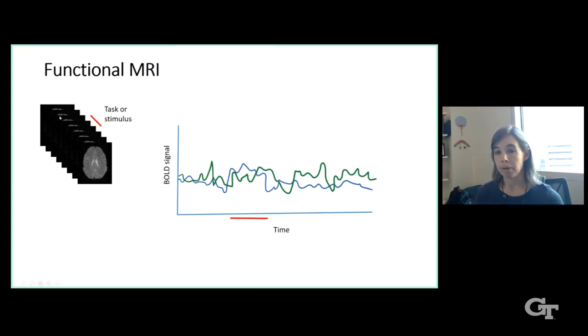If we're taking an image at, say, every second, and at some time during the scan we turn on, say, our forepaw stimulation for a rat, we can look at different areas over time and see how the signal changes during that task or stimulation. My animation doesn't seem to have worked here, but if you follow the green line, it's just kind of messy. It doesn't show any particular change during the time of that stimulus, indicated by this red bar. But if you follow the blue line, you can see that whenever the stimulus comes on, we get a little increase in signal, and when it goes off, we get a decrease.